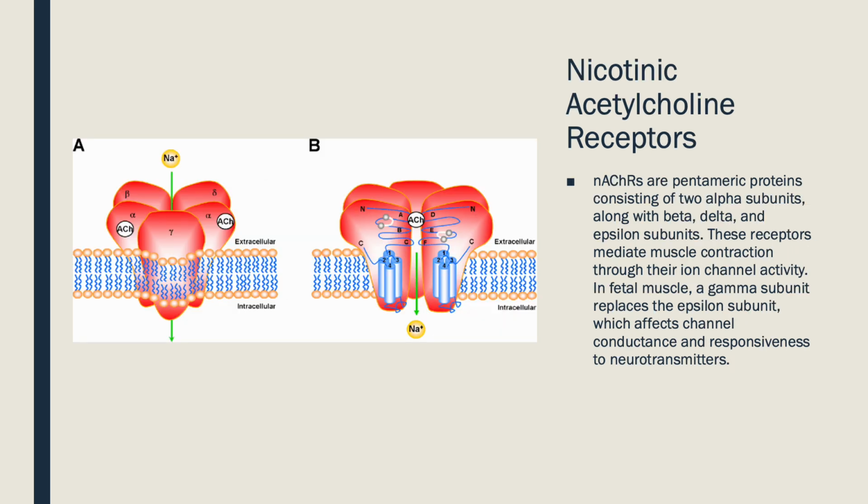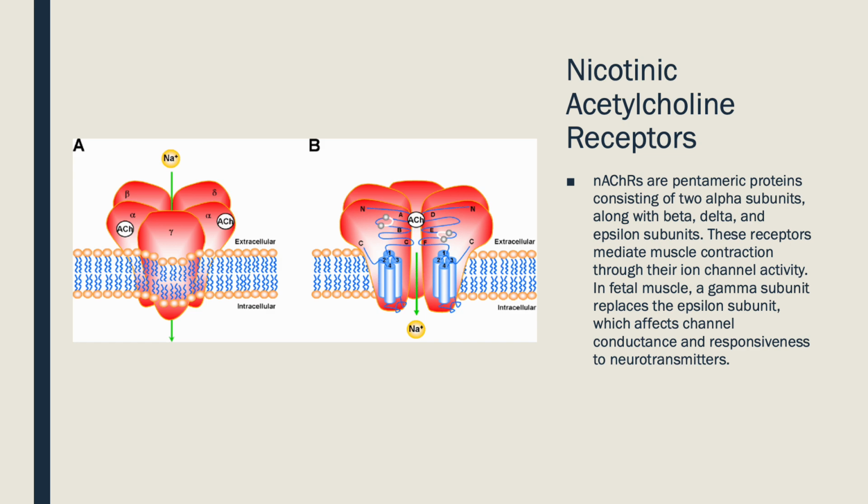Now let's look at these pentameric receptors a little closer. So our nicotinic acetylcholine receptors are made up of 5 subunits. We have 2 alpha subunits and a beta, delta, and epsilon, or potentially gamma in fetal muscle, but just really focus on those 2 alpha subunits. These receptors are ligand-gated ion channels. They open in response to the binding of acetylcholine to the binding sites located on the alpha subunits. The opening of the receptor allows for ions like sodium to flow into the muscle cell, leading to depolarization and muscle contraction.